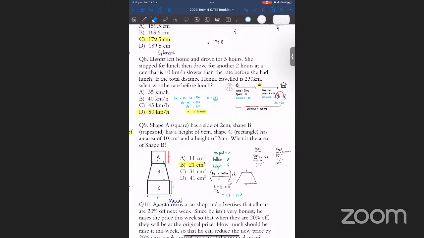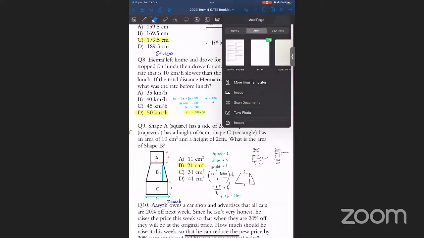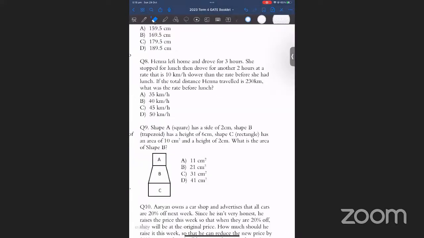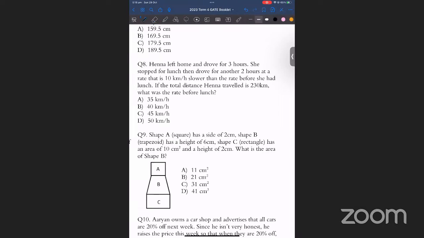All right. So I'm going to open this as a copy and draw it here. Hannah left home and she drove for 3 hours. She stopped for lunch and then drove for another 2 hours at a rate that is 10 kilometers slower than the rate before she had lunch. If the total distance she traveled is 230 kilometers, what was the rate before lunch?